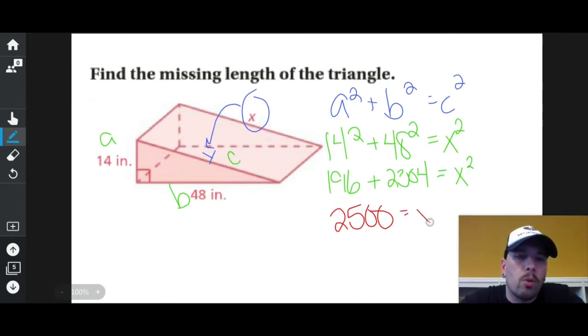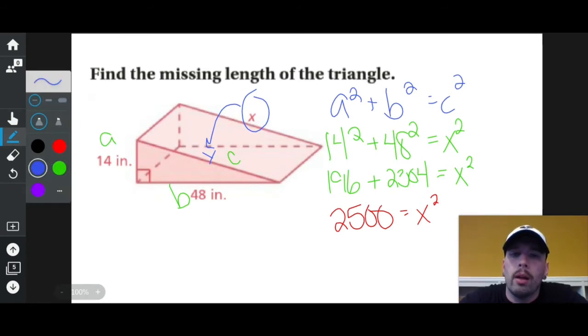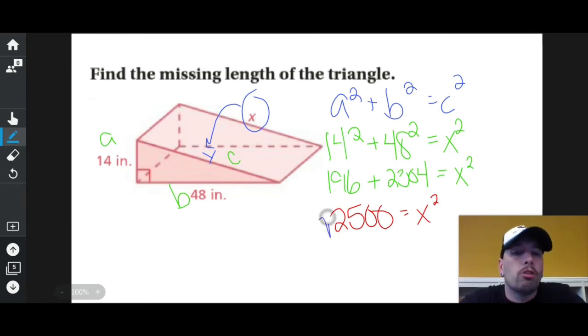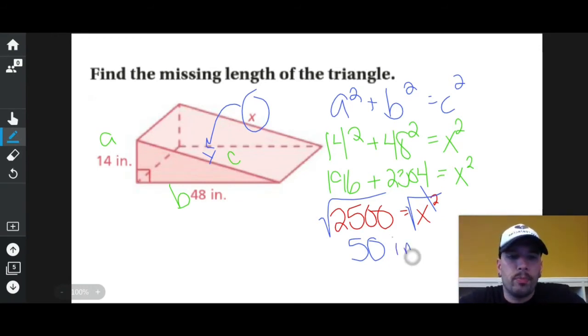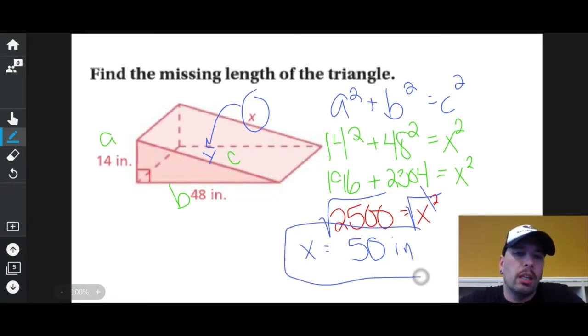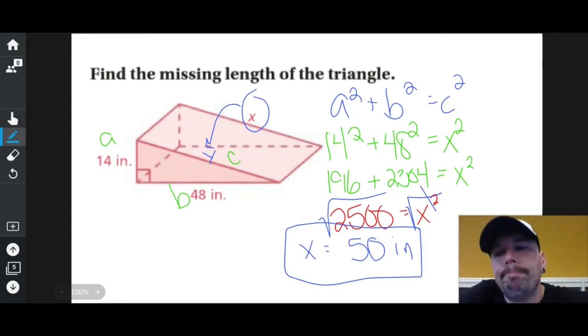Equals x squared. Is x all by itself? No. What's in the way? Squared. How do I get rid of the squared? Square root it. You know, the square root of 25 is 5. So the square root of 2,500 is like the square root of 100 is 10. Just put a zero there. Inches. And we'll throw the x over here. X equals 50 inches.